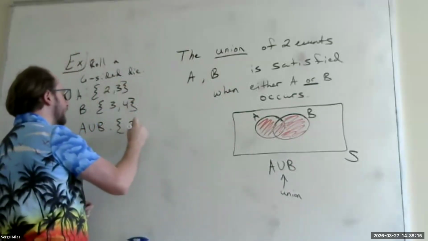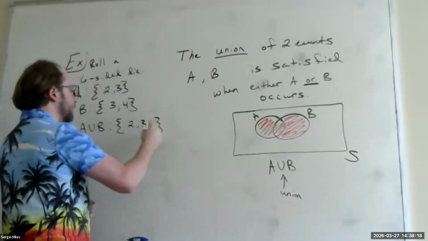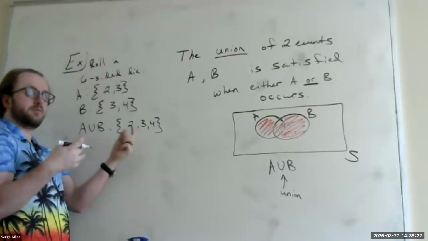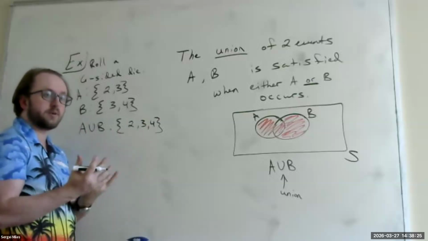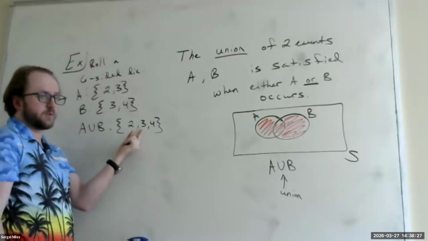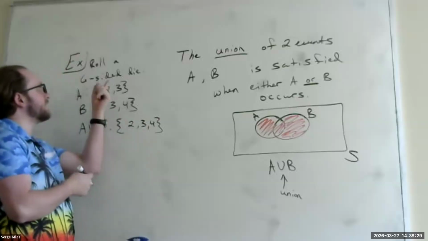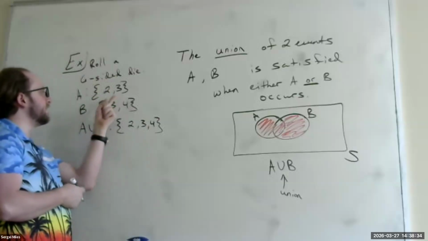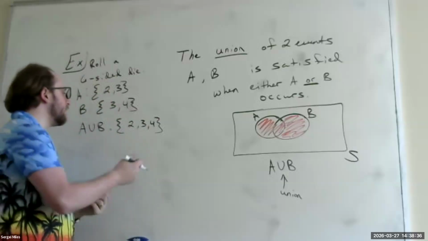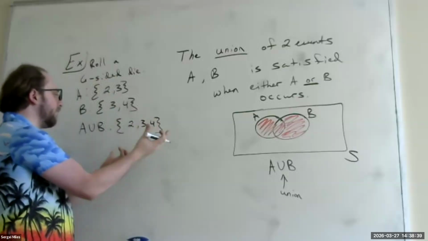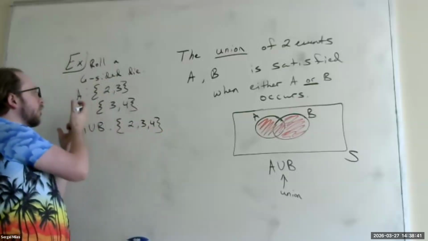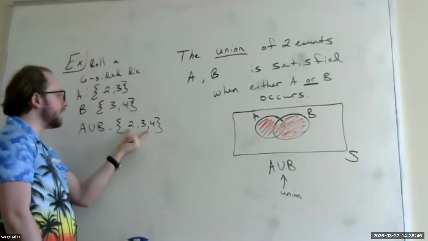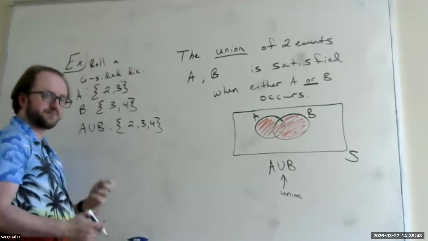Well, I have all of these points all together now. You'll also see I'm not going to double list 3 because 3, after all, is just a single sample point. I don't have multiple 3s running around. There's just one 3 as a possible outcome from this experiment. And so while 3 is listed in both events, when I take the union, I'm just writing out all of the sample points which are in A or in B. And so A union B is 2, 3, 4.